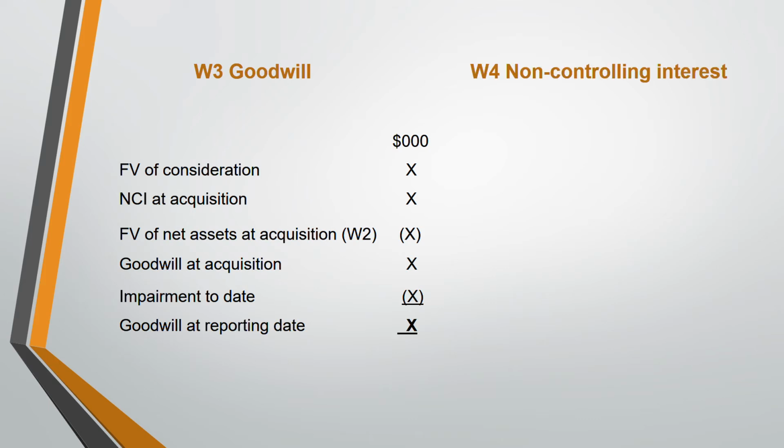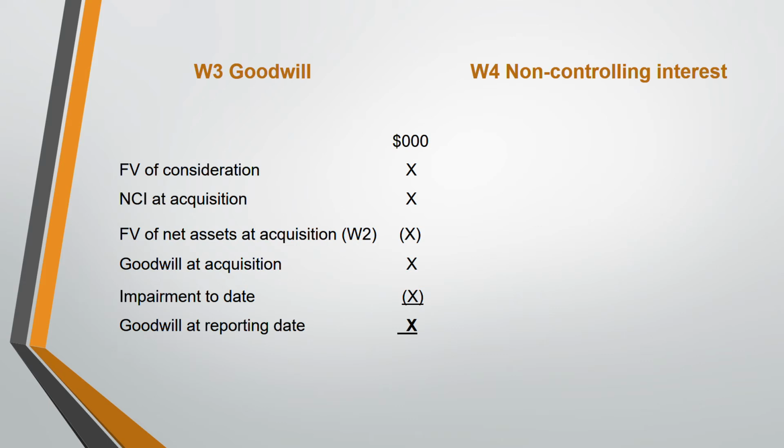Now let us go to NCI, working number 4. After goodwill comes NCI. So follow this order only. Working number 1, group structure. Working number 2, net asset. Working number 3, goodwill. Working number 4, NCI. Working number 5, retained earnings. And working number 6, some other things like unrealized profit or any other thing if it's given.